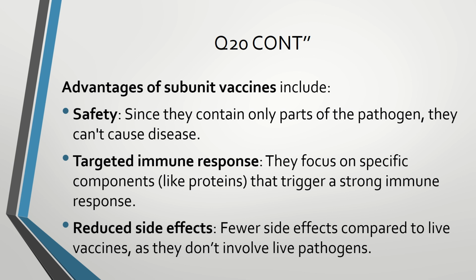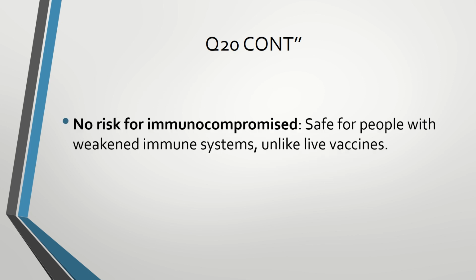Also, there is the reduction of errors. As you know, when you are using the live attenuated vaccine, you can make an error. During the testing of the live attenuated viruses, one can escape the attenuation. If a single virus escapes the attenuation, it can lead to infection while you are vaccinating a person. Otherwise, there is no risk for the immunocompromised. It is safe for people with a weakened immune system, such as people with HIV. That vaccine will be better.